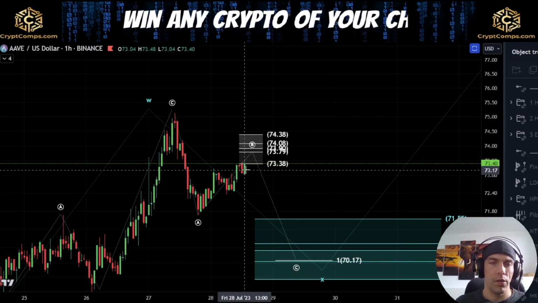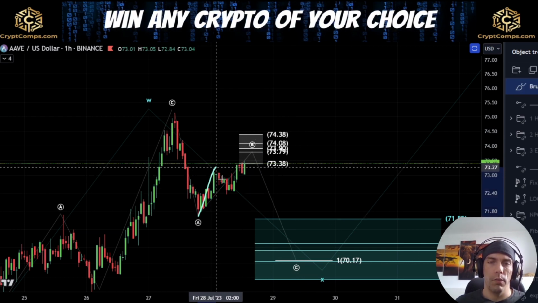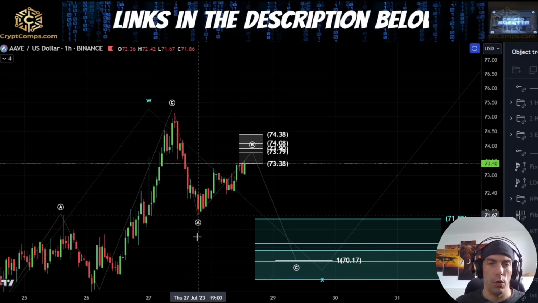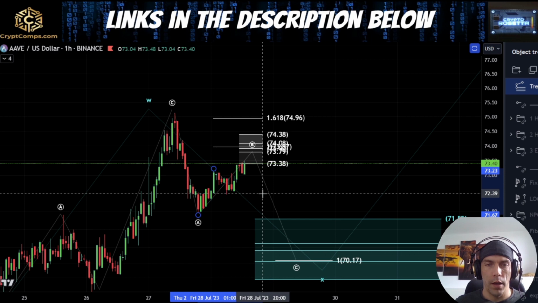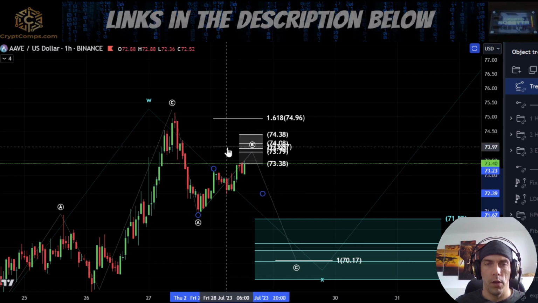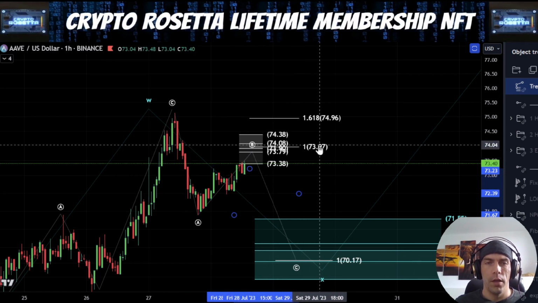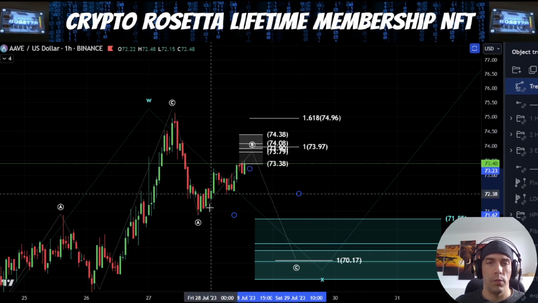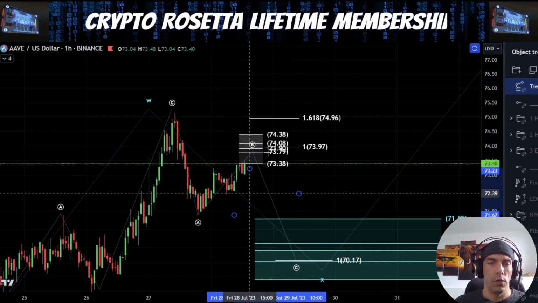So we have come up into this area already. What we would be looking for is the potential that this could be A, B, and C, in which case what that 1-to-1 would actually be is a little bit higher up here towards this zone of 73.97. Now that would align with coming back up into this golden pocket area. So if we see price push up in this way, this could be what's playing out.